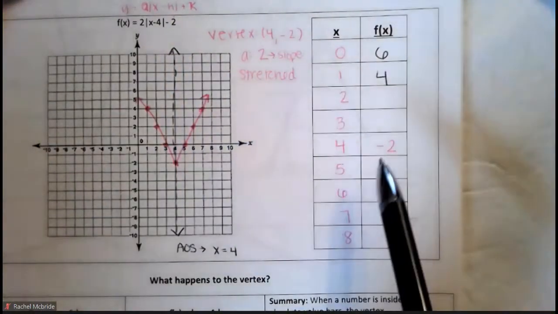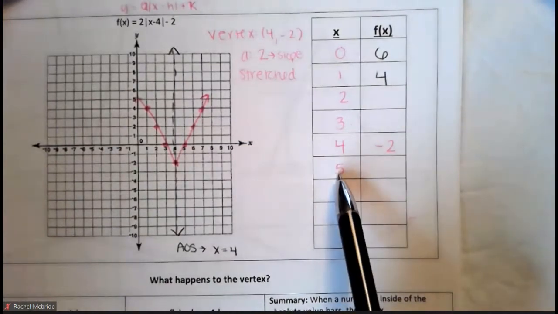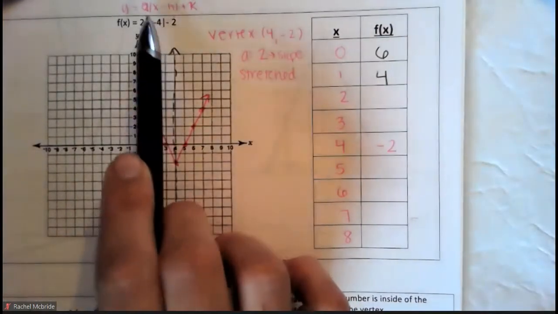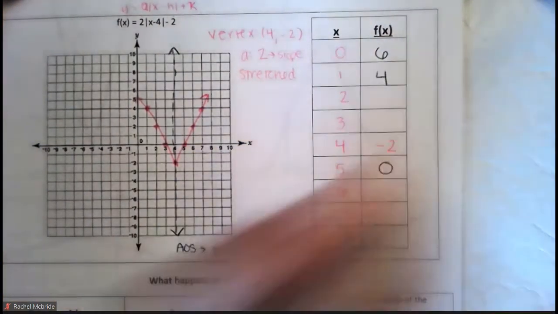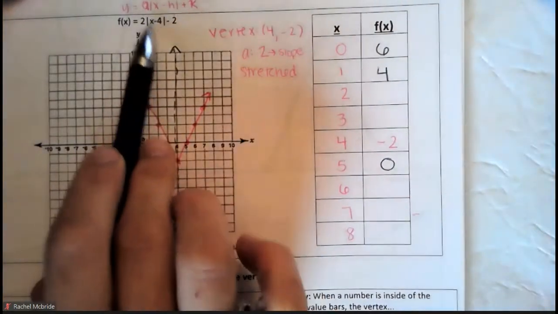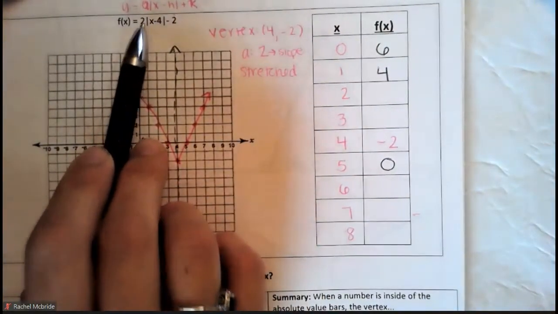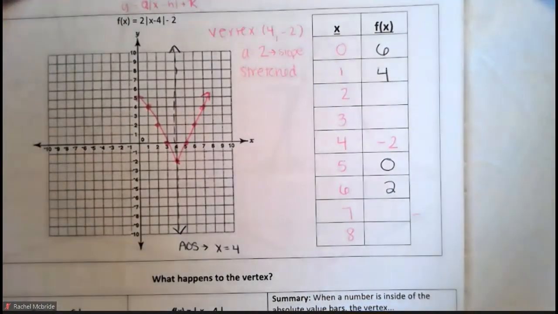And again, same idea. You could plug in these. I could plug in 5. So 5 minus 4 is 1. 1 times 2 is 2. 2 minus 2 is 0. 6 minus 4 is 2. 2 times 2 is 4. 4 minus 2 is 2.